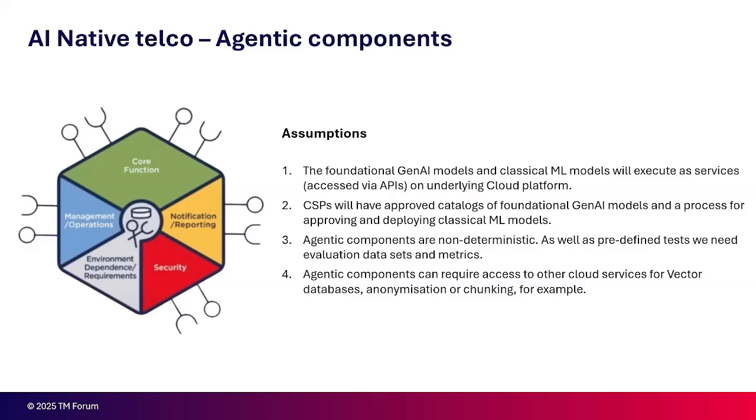The third point is that the agentic components are non-deterministic, requiring significantly more testing. I prefer the term evaluation. Beyond predefined tests, you need comprehensive evaluation datasets and metrics to continuously evaluate agent performance against expectations. And then finally, agent components typically require additional cloud services like vector databases, anonymization services, chunking services. And we need to make these available in the canvas to support AI agents.